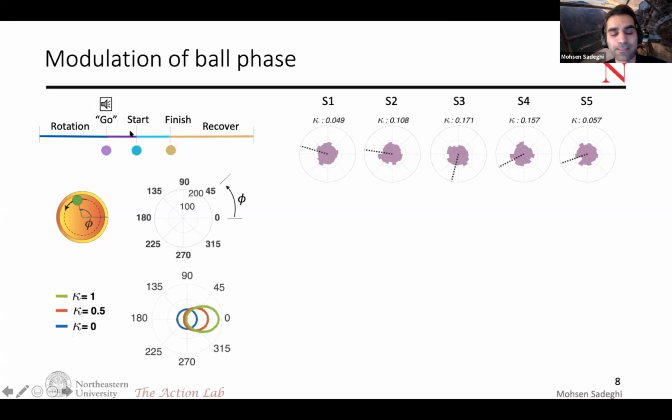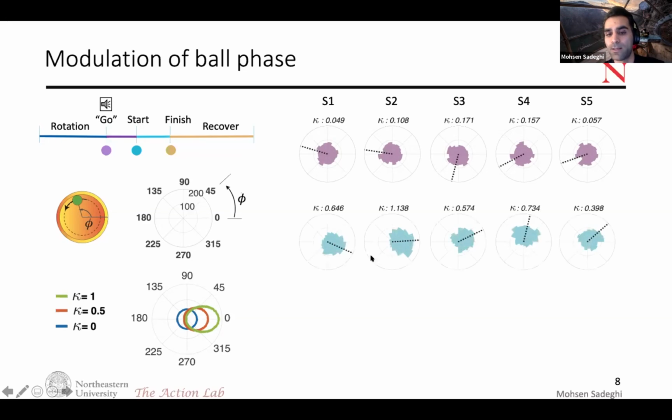But what about when they start the transition from rhythmic to discrete movement? If we look at the distribution of that, we can see that there's a clear modulation of the ball phase when they start to transition to the discrete movement of the cup. This discrepancy between the go signal and the start of the discrete movement shows that subjects are actively modulating the phase of the ball in order to have a smooth transition towards the discrete movement.